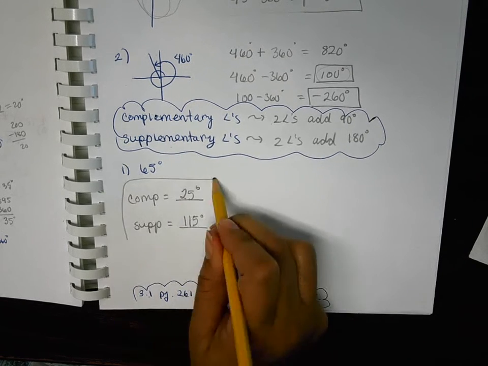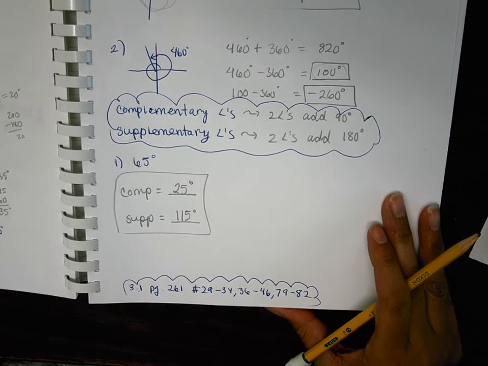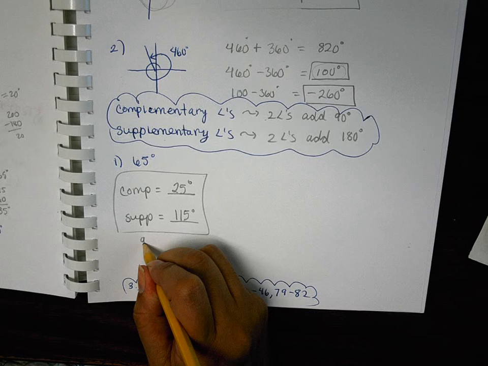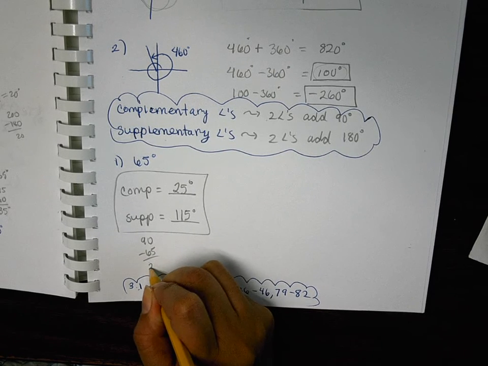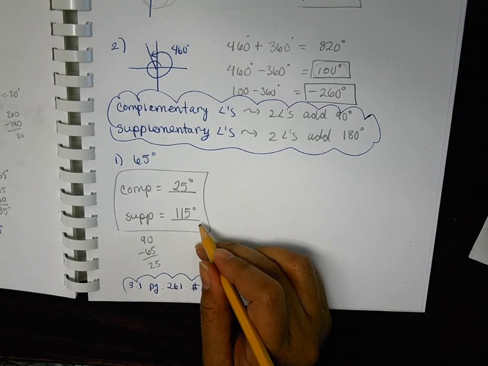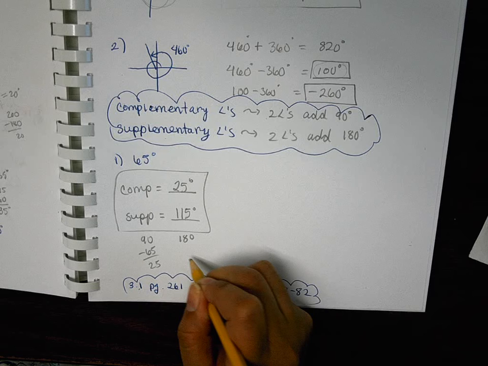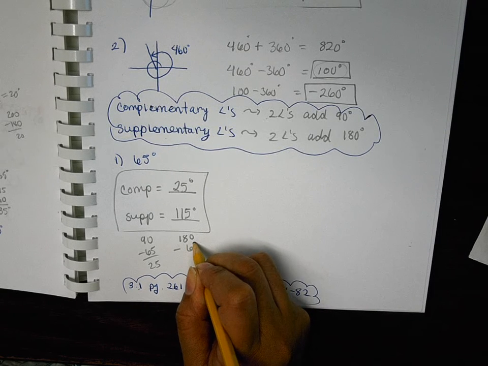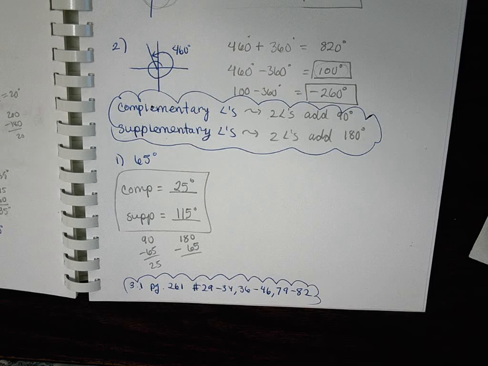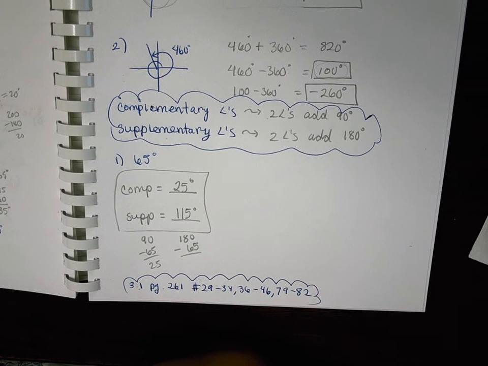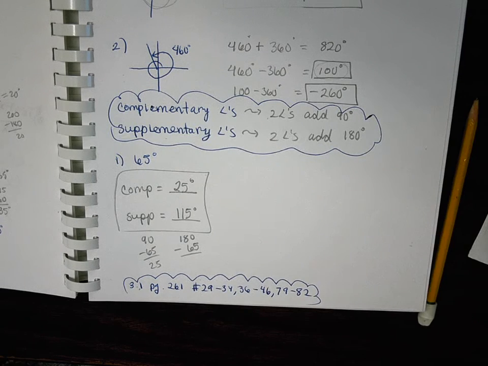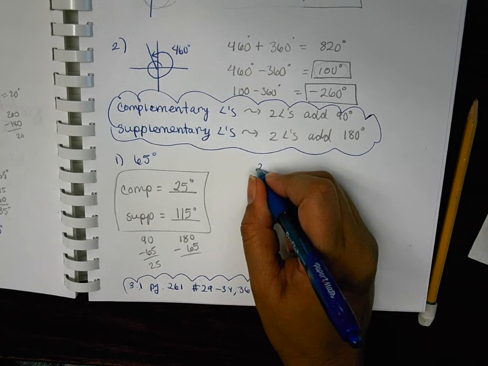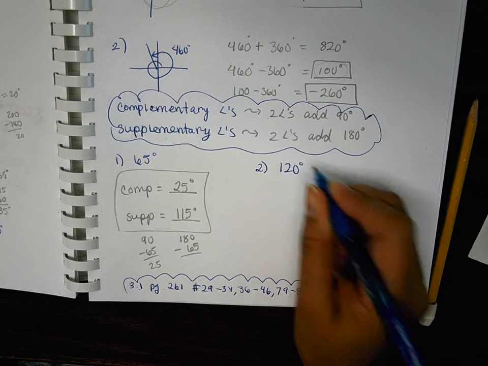How did you guys get 25? What did you do? 90 minus 65 is 25, and how did you get 115? 180 minus 65? Or you said what? Plus 90, good job. Does that make sense and how she did that? All right, good. Number 2, 120 degrees.